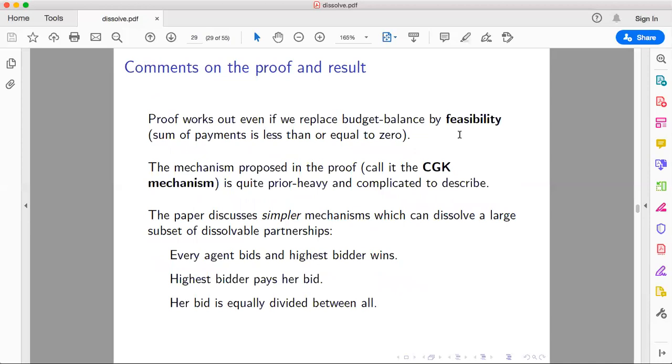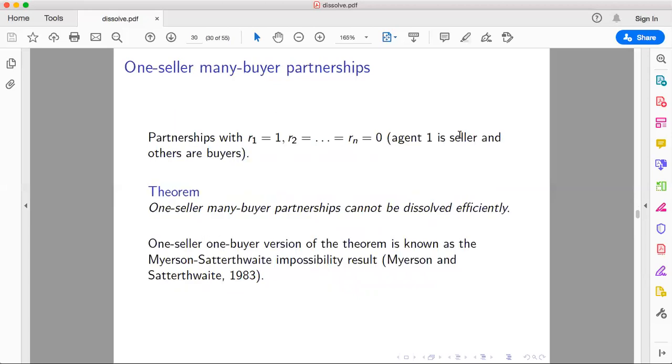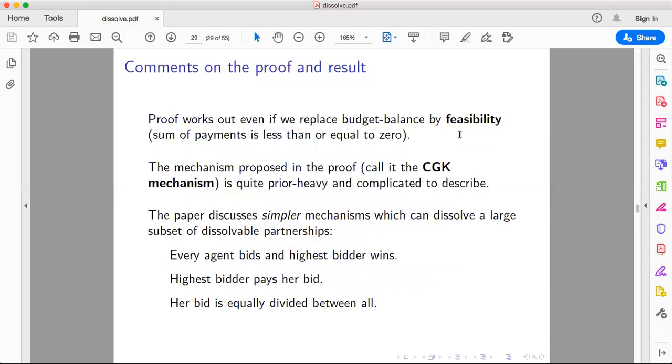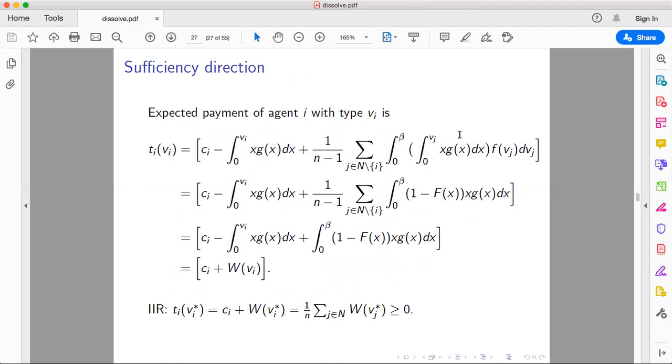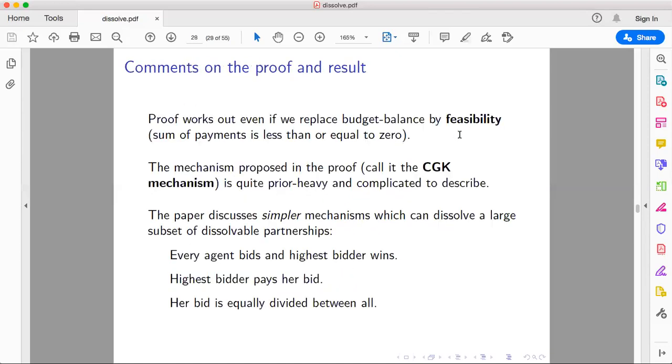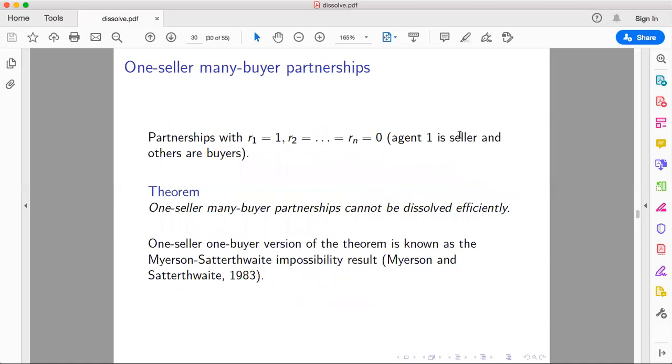Any other questions? Okay. As I said, it's a complete characterization of what partnerships can be dissolved. What will be more interesting is to look at the corollaries of this result. How can we apply this result to say what kind of partnerships we can completely redistribute the surplus, essentially, efficiently dissolve.